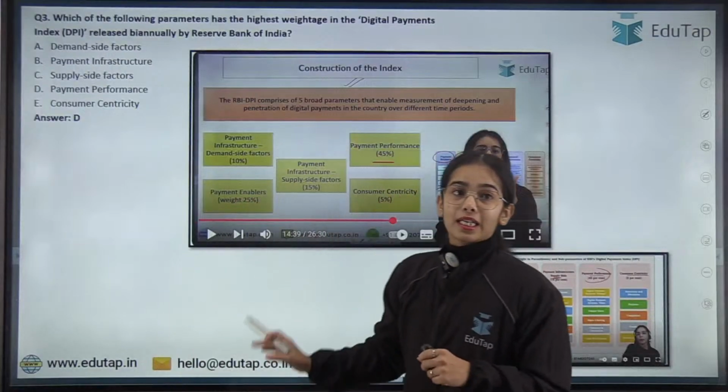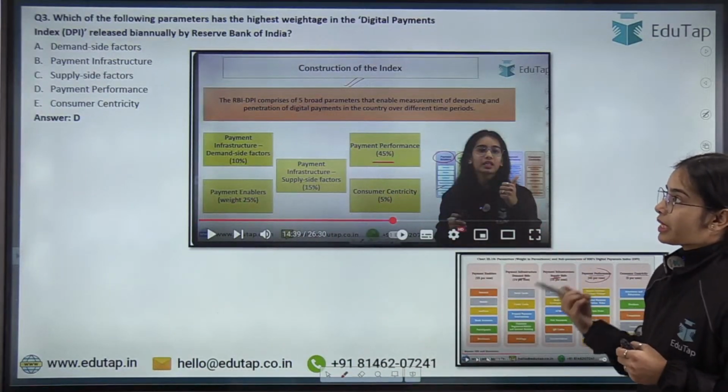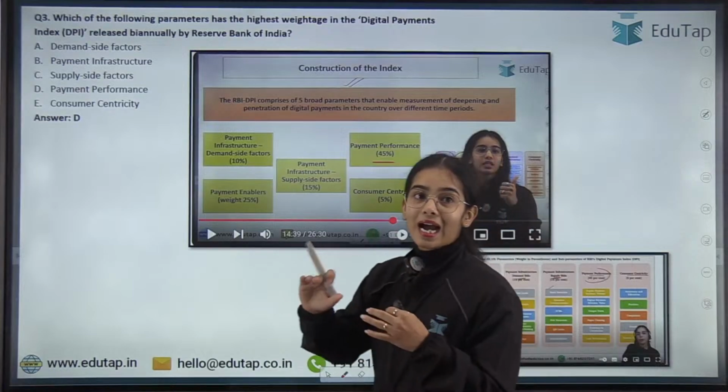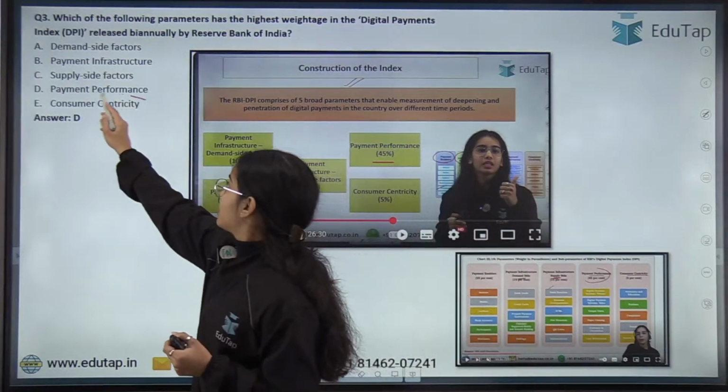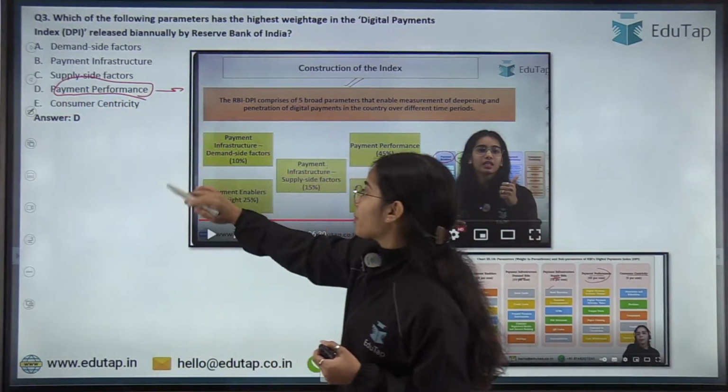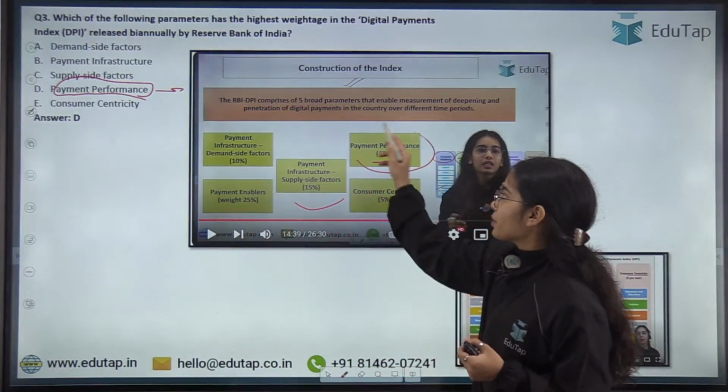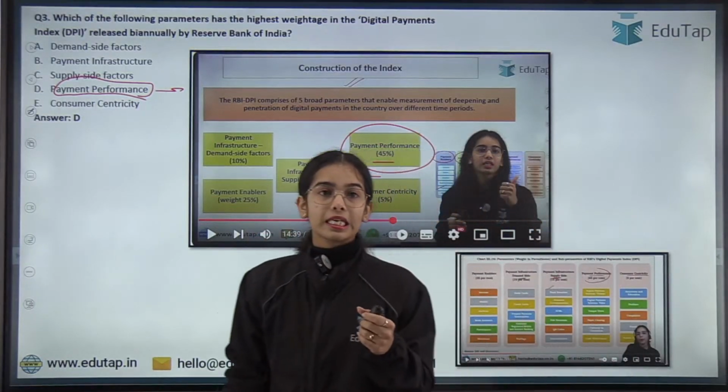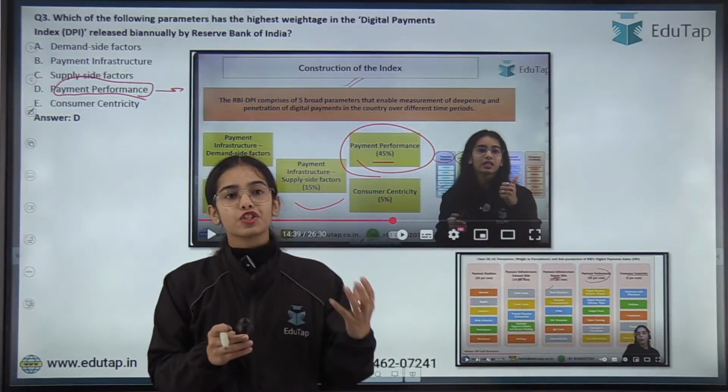Another question was directly from the digital payment index: which of the following has the highest percentage in the digital payment index? We have discussed that payment performance has the highest weightage in the digital payment index.